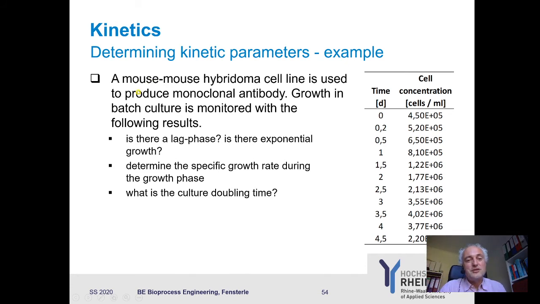The example is a mouse hybridoma cell line is used to produce monoclonal antibodies. The growth in batch culture is monitored with the following result. So this is what we have measured. We have the time and we have the cell concentration.